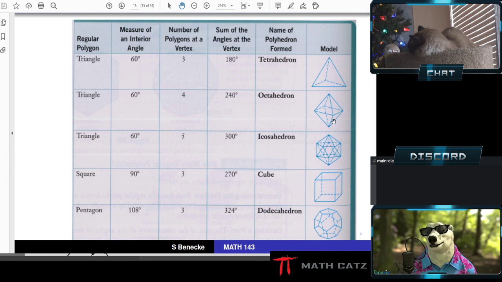Four triangles coming together. Five triangles coming together, that's also possible. I get the icosahedron. A little bigger, more things happening there. The dotted lines are a little distracting, I admit, but there it is. And when I have my three pentagon faces coming together, I get the dodecahedron.